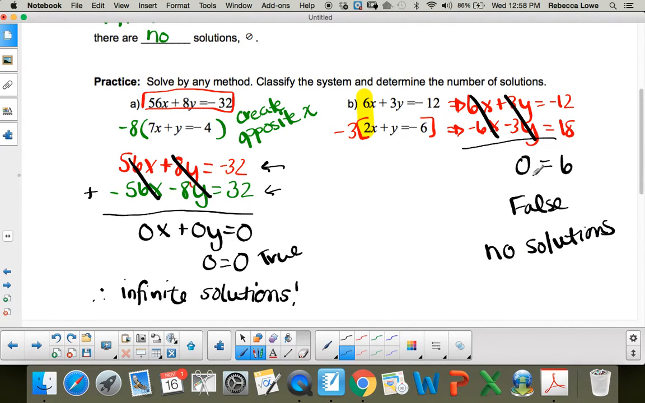These lines here are parallel. You can also tell at this point, see how they look exactly the same on the left-hand side, but that means they have the same slope. But on the right-hand side, that means they have a different y-intercept. So that is special cases.